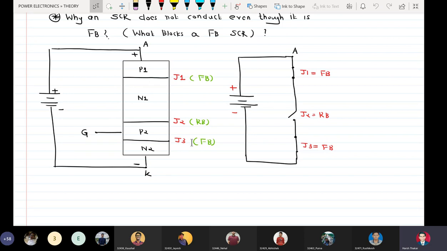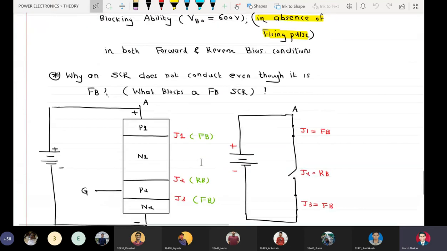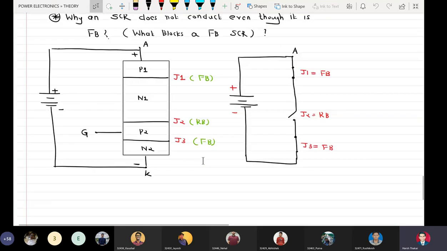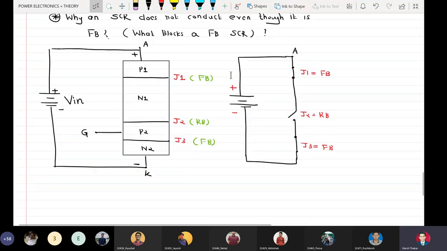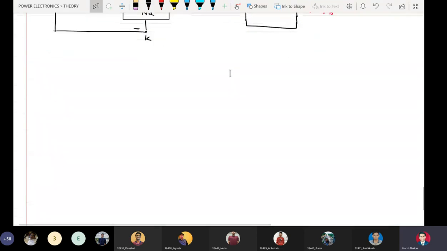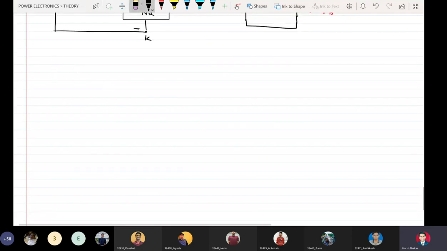So now all this explanation can be summarized in this way. We will give the name Vin to the battery. Let Vin be the name given to the battery potential, which is currently forward biasing the SCR. So we can write down some points.